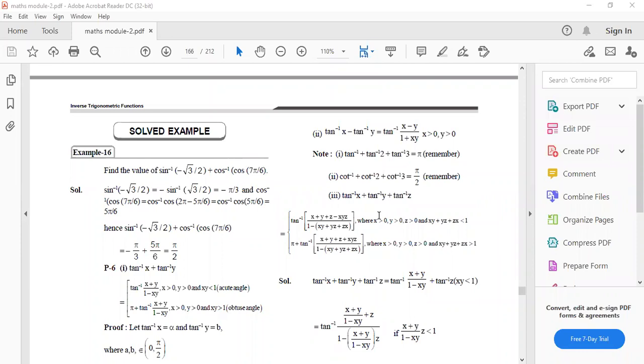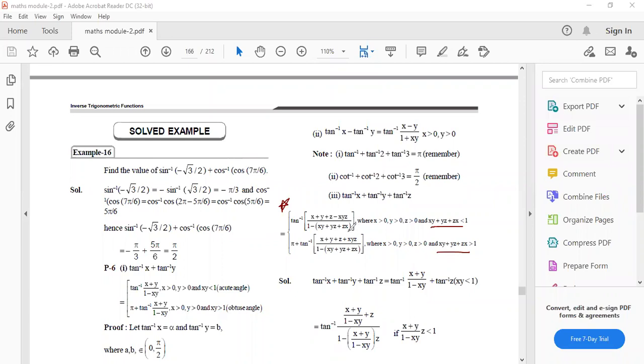This is the equation which you can note down. Additional new equation. Tan inverse x plus tan inverse y plus tan inverse z equal to tan inverse of x plus y plus z minus xyz upon 1 minus xy plus yz plus zx. Even this will have two different conditions. xy plus yz plus zx less than 1, xy plus yz plus zx greater than 1.